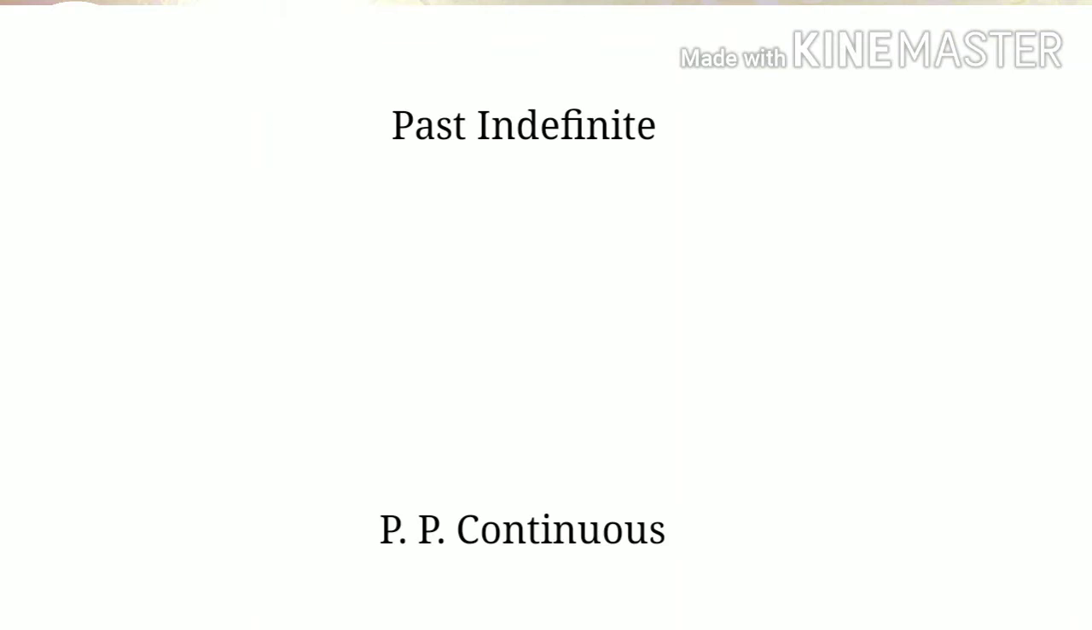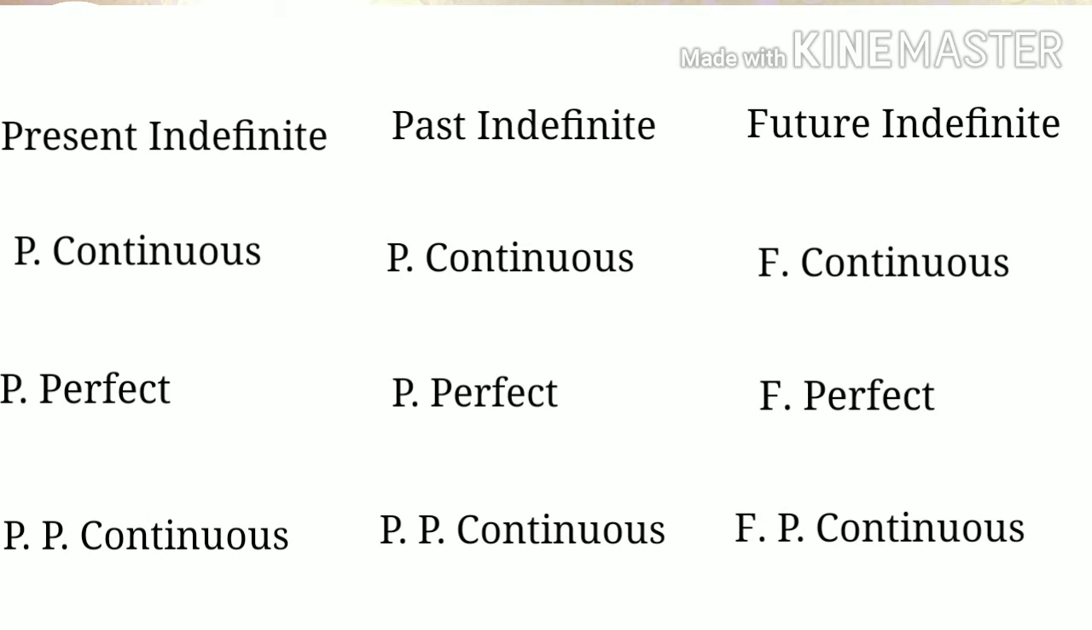Dear students, write 1, 2, 3, 4 downwards, and we should write the tenses: present indefinite, past indefinite, future indefinite, present continuous, past continuous, future continuous, present perfect, past perfect, future perfect, present perfect continuous, past perfect continuous, or future perfect continuous. Okay.